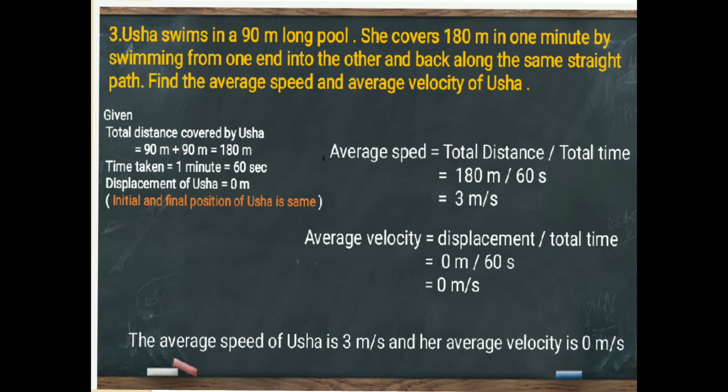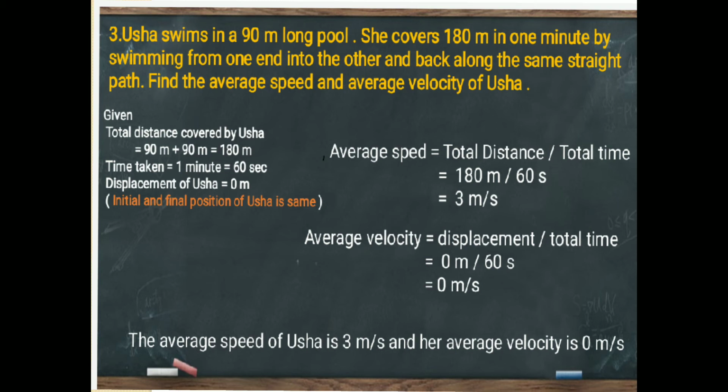Back along the same straight line path, find the average speed and average velocity of Usha. So we need to find out average speed and average velocity. Is it clear? First, what is the formula to calculate average speed? Average speed is equal to total distance divided by total time taken. So now we need to find out the total distance first. So 90 meter plus 90 meter is equal to 180 meter. They have already given it, so once again I have written it here.